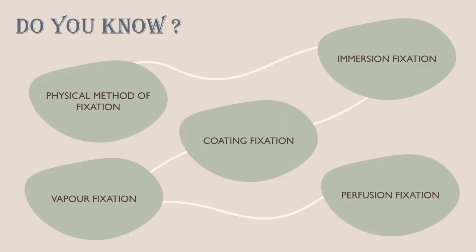Next one is coating fixation. Here the fixatives are sprayed and it is used for the easy transportation of slide. Next one is vapor fixation. Here vapor of chemicals are used to fix the specimen. Finally we come to the perfusion fixation. Here the fixative solution is infused in the arterial system and whole animal is fixed. Using this fixation, organs like brain or spinal cord can be fixed.